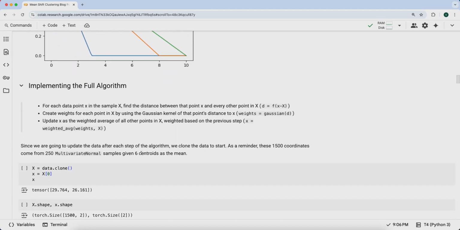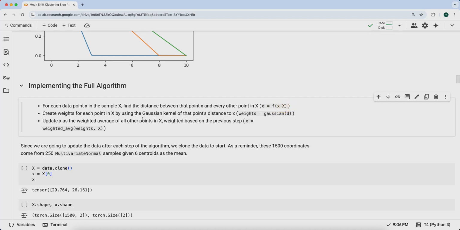Okay, so we have some data and we have a way to calculate our weights. Now we can step into the process of implementing the full algorithm. I've taken out the 3 main points about the algorithm. For each data point x in the sample big X, find the distance between that point and every other point in X. So I'm going to call this d is some function of the point in question minus all of the points in big X.